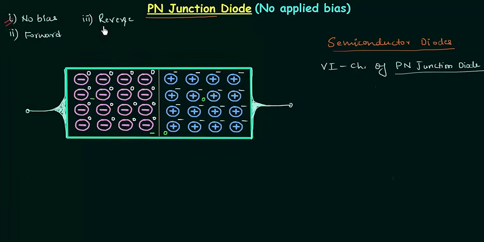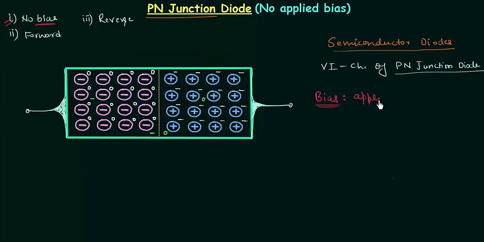Now there is one question. What is the meaning of bias? What do we mean by biasing the two-terminal device? So I will write this down. The meaning of bias. The term bias refers to the application of external voltage across the two terminals. When we apply external voltage across these two terminals, we call it biasing. I will write this down.